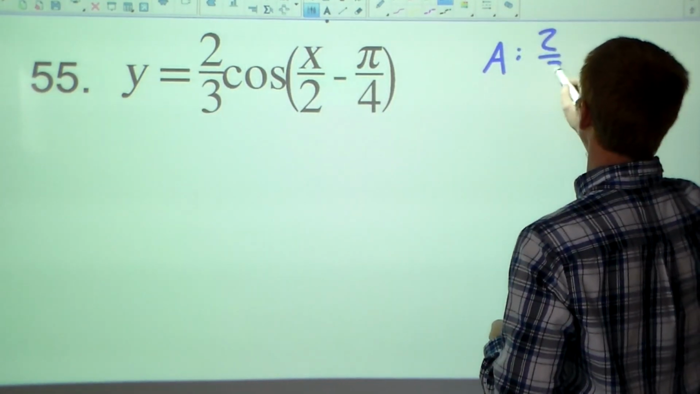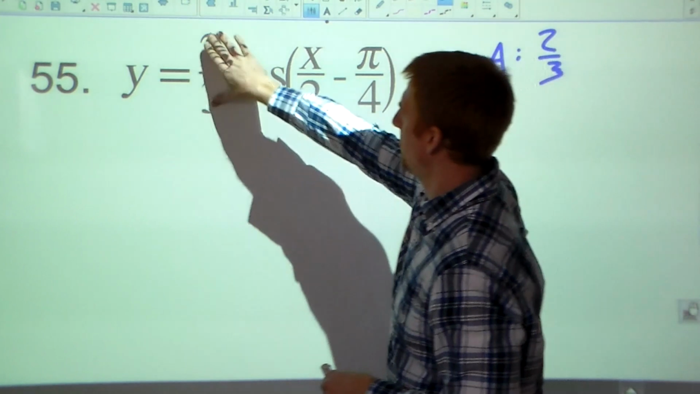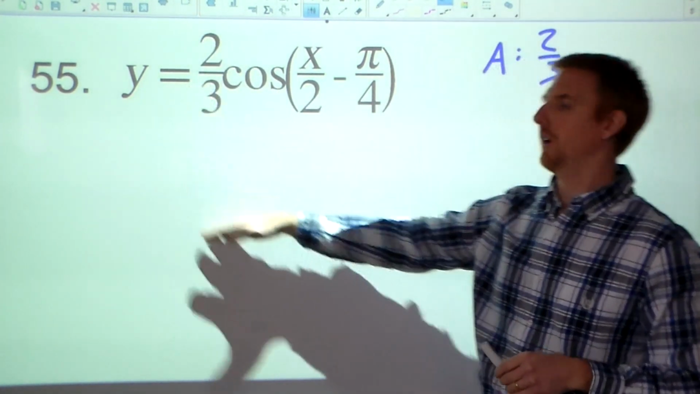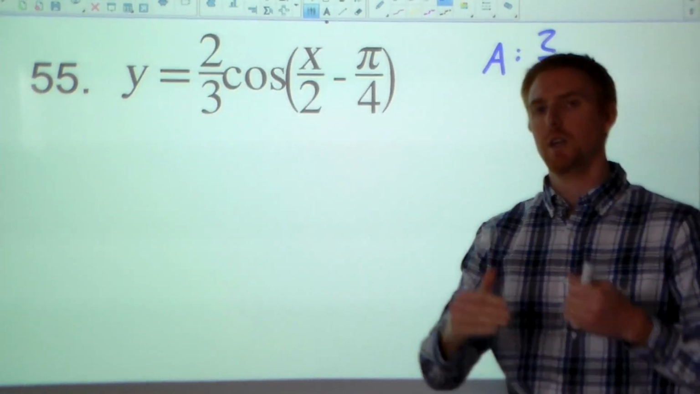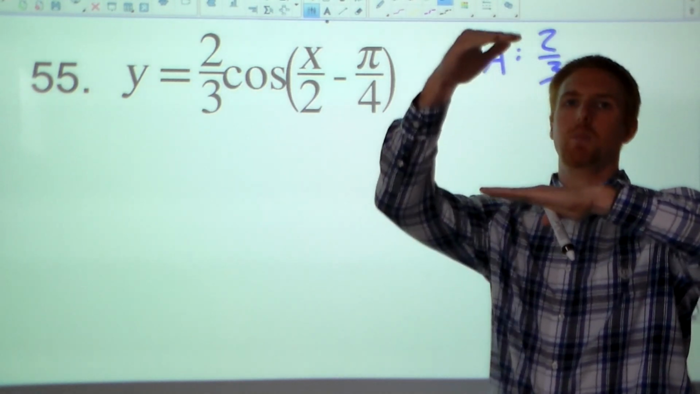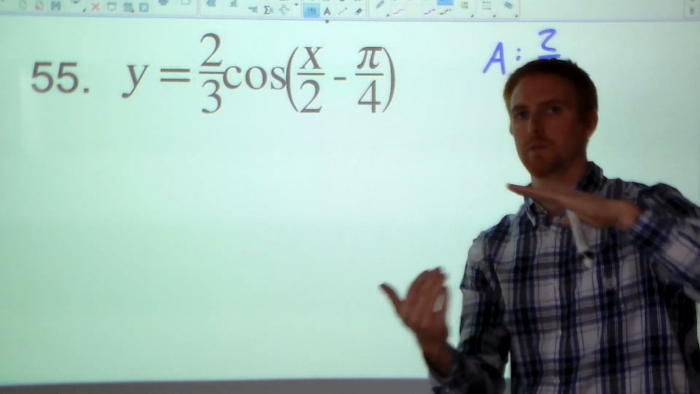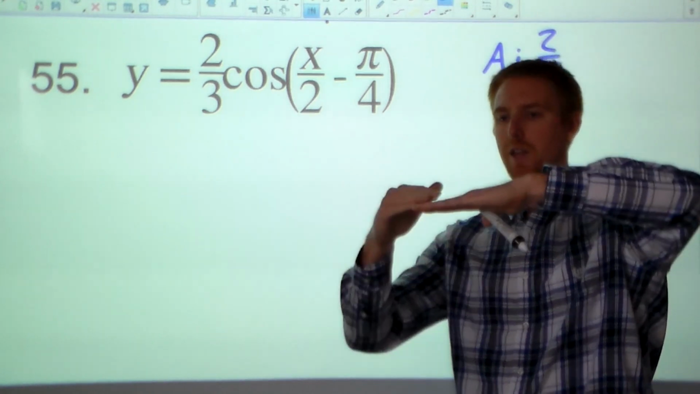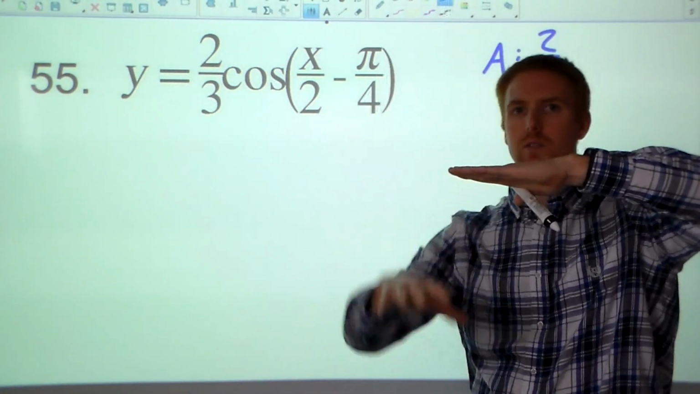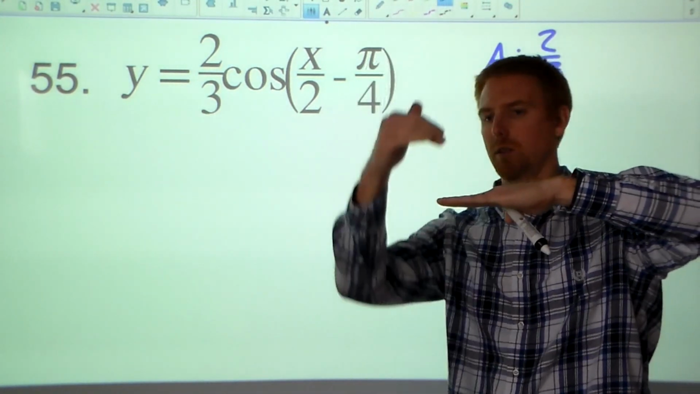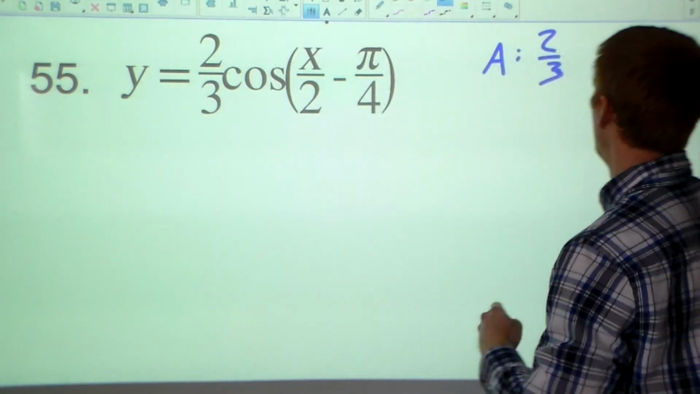Amplitude is 2/3. No matter what, it's always positive. If this was a -2/3 out front, amplitude is positive. It's displacement. It's how far above and below the median you go on the wave. If you think about ocean waves, sea level, it's how high the swell gets, how much it drops. It's a distance, so it's always positive.